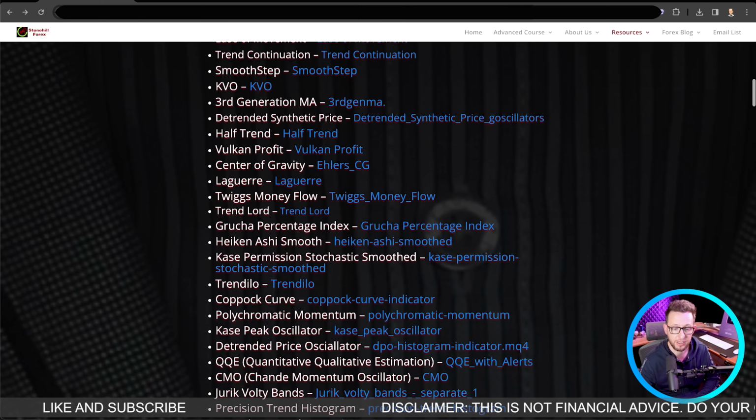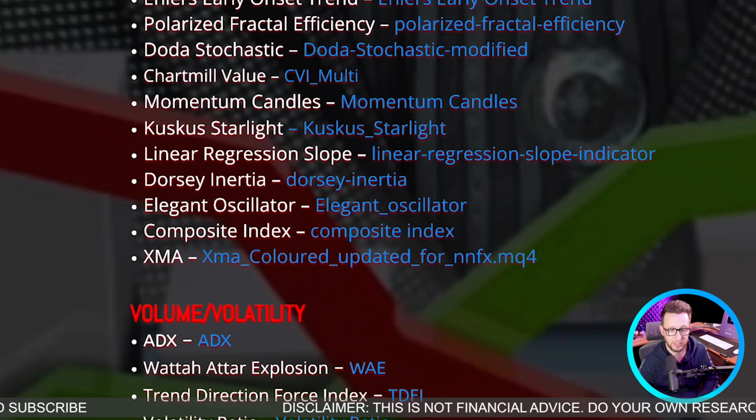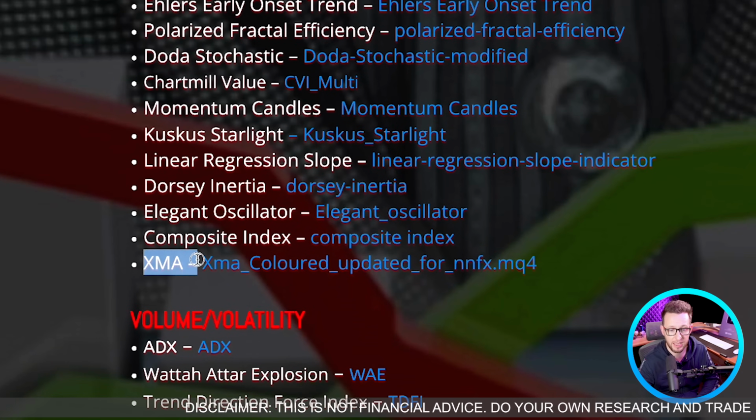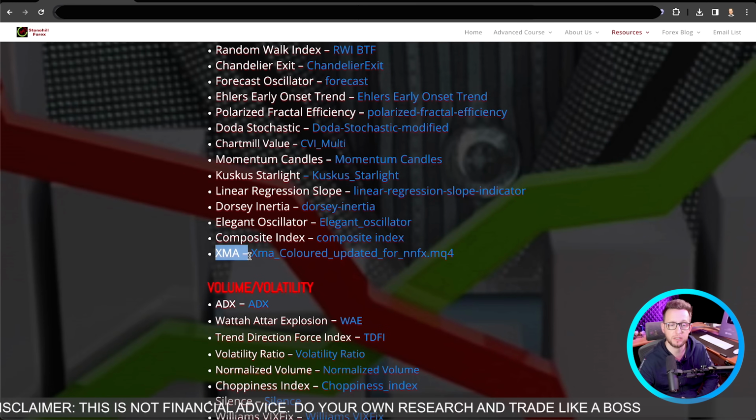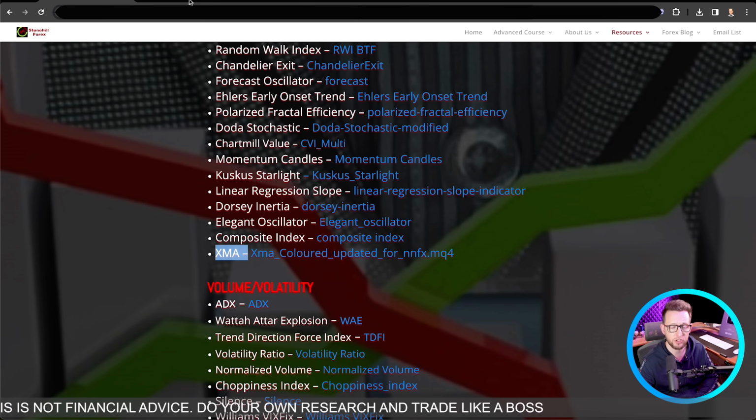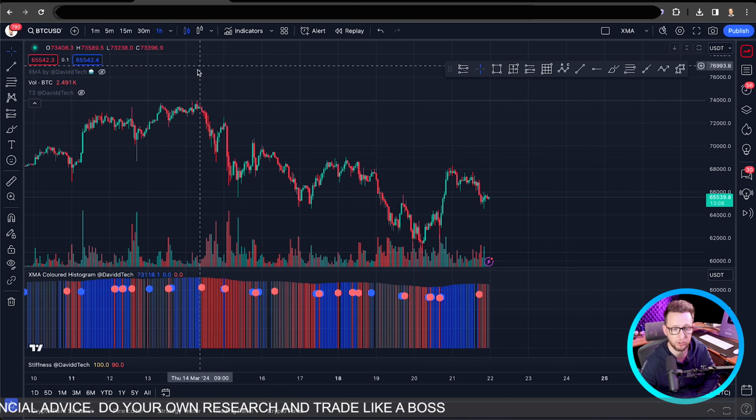So today we're going to be looking at the newest addition to this list, which is the XMA. I have never tested this one before, but it isn't available yet on TradingView, so I have had to code it myself. So I'm going to go straight over to TradingView and show you what it looks like.